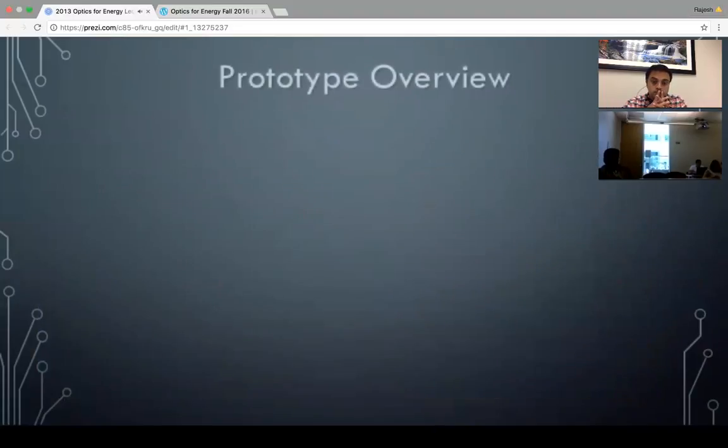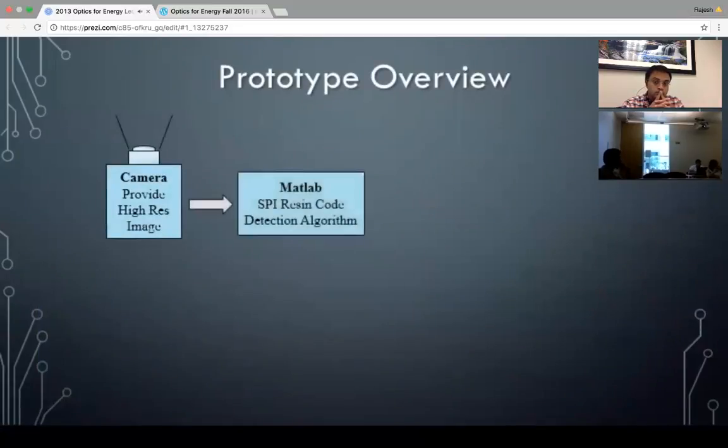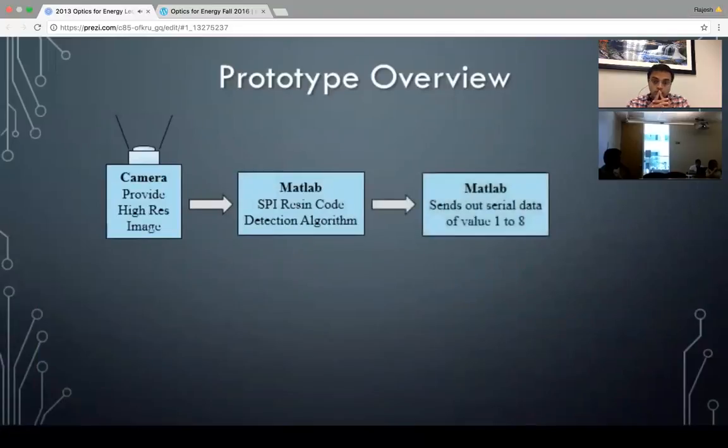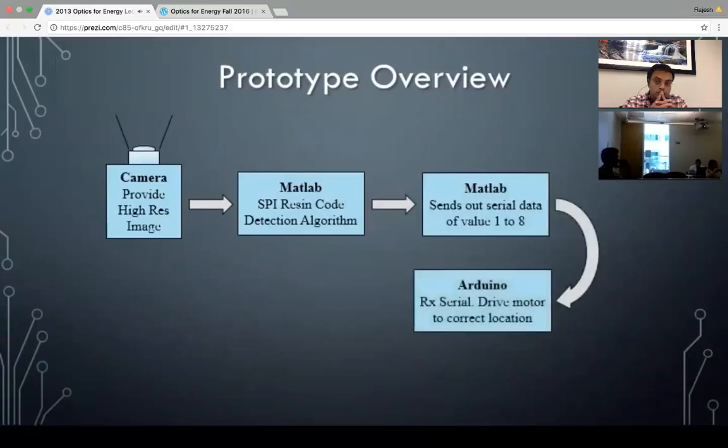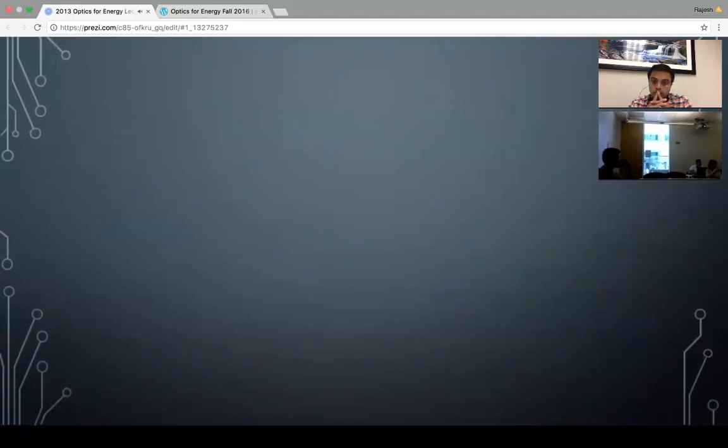Notice here in the prototype overview, a high-resolution camera sends an image to MATLAB. The patentable detection algorithm then decodes the SPI code and sends that value out via serial data to a microcontroller. The microcontroller then drives a stepper motor and actuates a door to open, dropping the bottle and sorting.